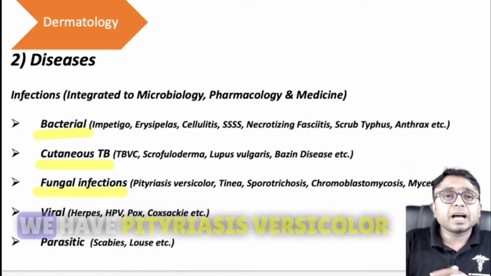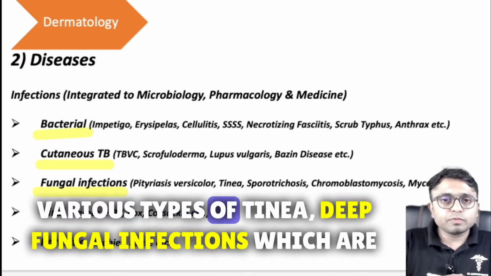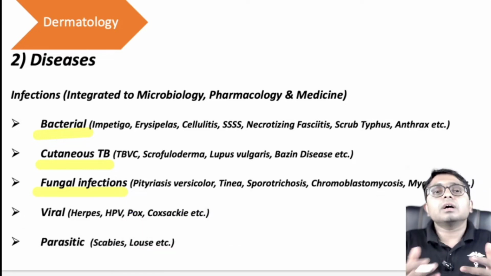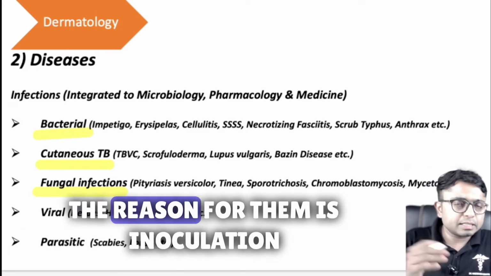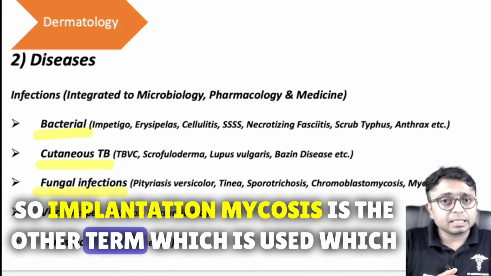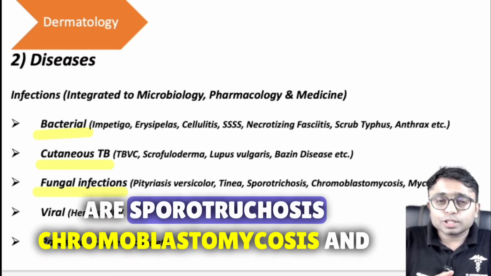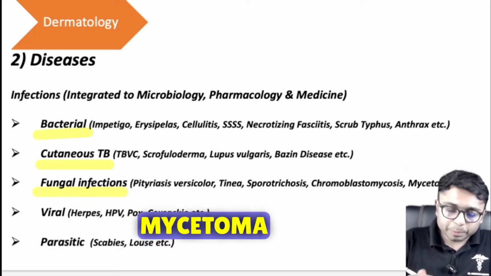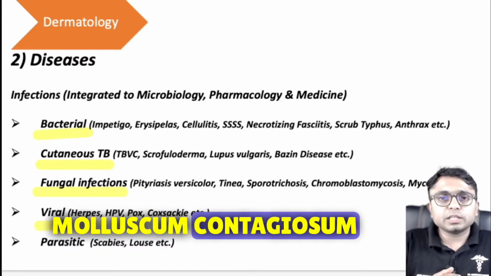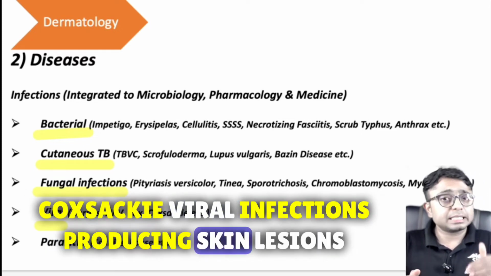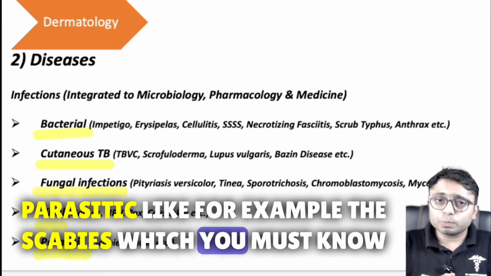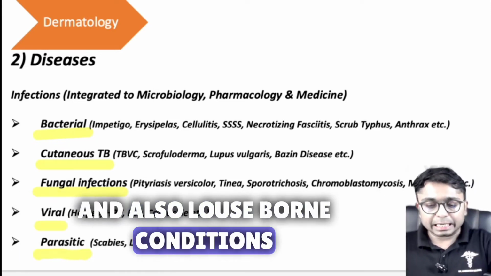Fungal infections, we have pityriasis versicolor, various types of tinea, deep fungal infections, the reason for them is inoculation. So implantation mycosis is the other term which is used, which are sporotrichosis, chromoblastomycosis, and mycetoma. And we have viral infections: herpes, human papillomavirus, molluscum contagiosum, coxsackie viral infections producing skin lesions. Parasitic, like for example, scabies, which you must know, and also louse-borne conditions.